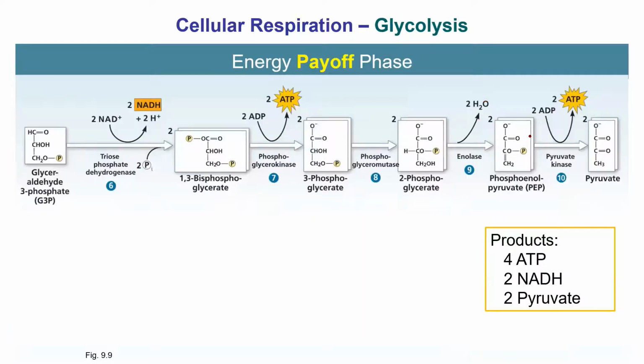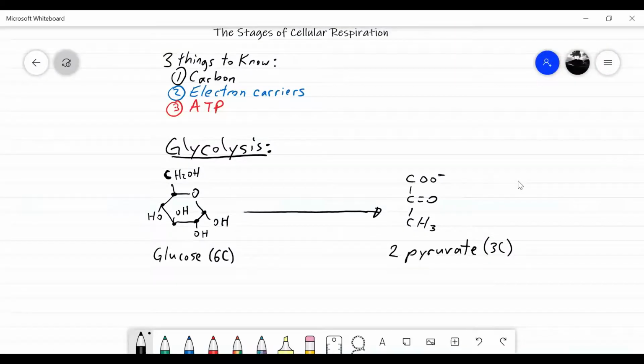Okay, so there is the payoff phase all in one picture, and you can see we've made a whole bunch of good stuff here. We've made some ATP, we've made some NADH, and we've made some pyruvate. So I'm going to go back to the whiteboard, and I'm going to fill in some of those details. So here's our glycolysis. We'll talk about the electron carriers first. We had 2 of them. We made 2 NADH. In order to make NADH, we need NAD+, that's the ingredient, and we make 2 NADH.